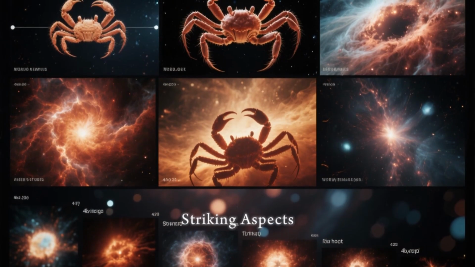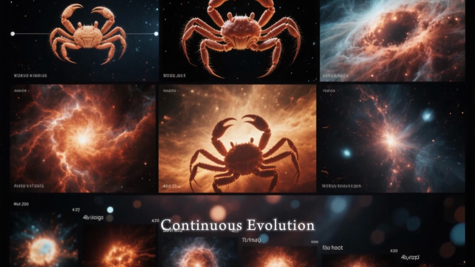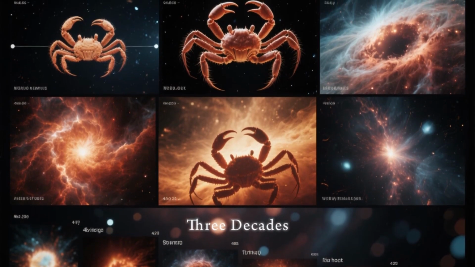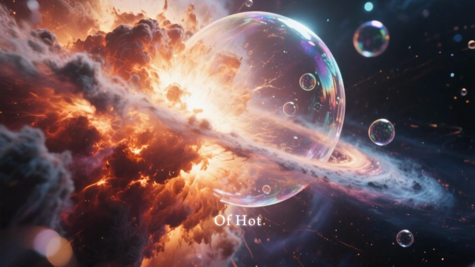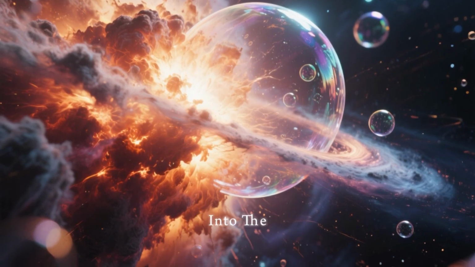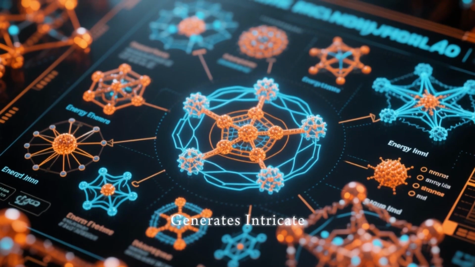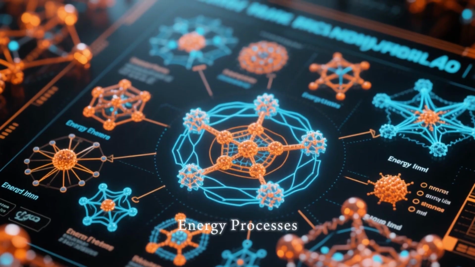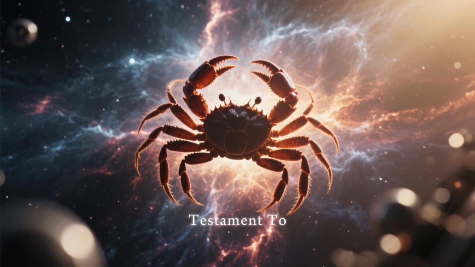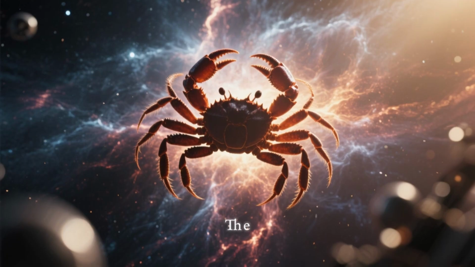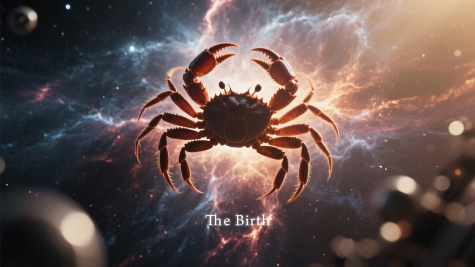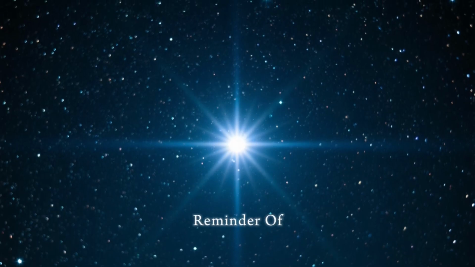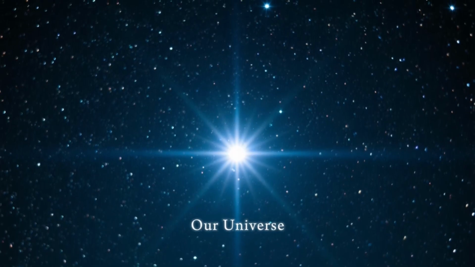One of the most striking aspects of the Crab Nebula is its continuous evolution, captured in stunning detail by the Hubble Space Telescope over the past 3 decades. As the nebula expands, it creates a bubble of hot gas and dust, driving a shock wave into the surrounding medium. This interaction generates intricate structures that serve as cosmic laboratories for studying high-energy processes. The Crab Nebula stands as a testament to the power of human observation and the scientific advancements that have allowed us to witness the birth of a supernova remnant. Its enduring presence in the sky serves as a constant reminder of the dynamic nature of our universe.